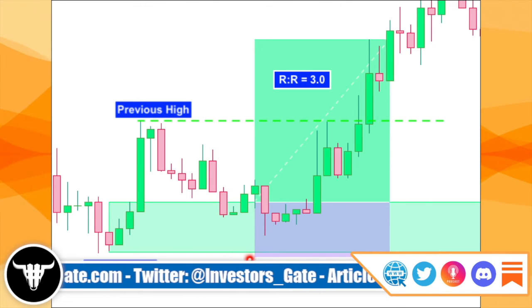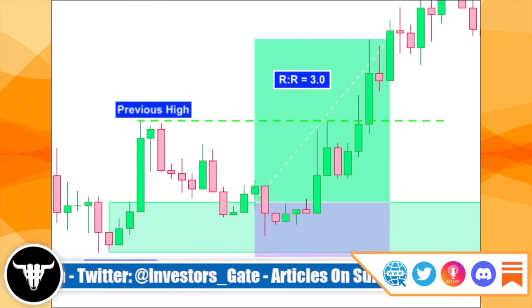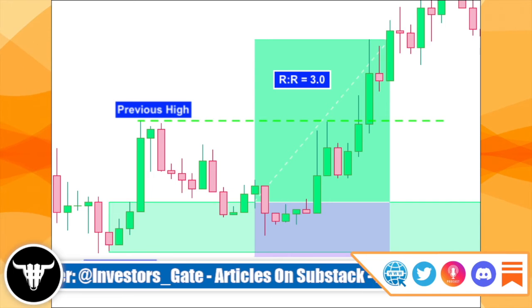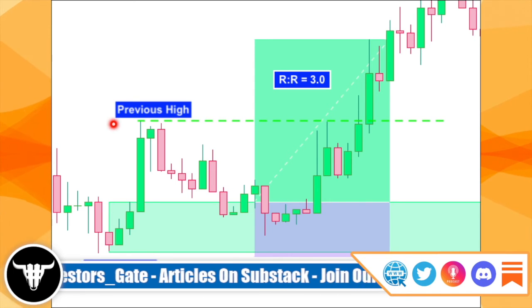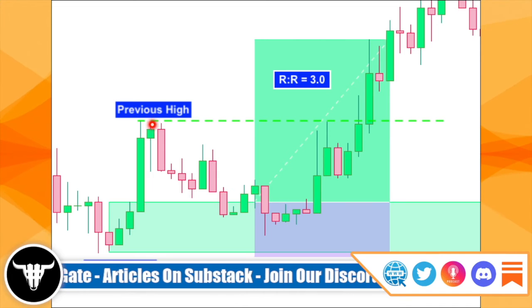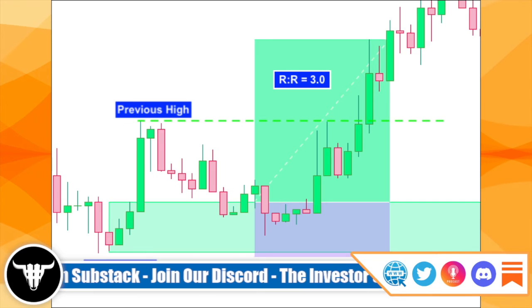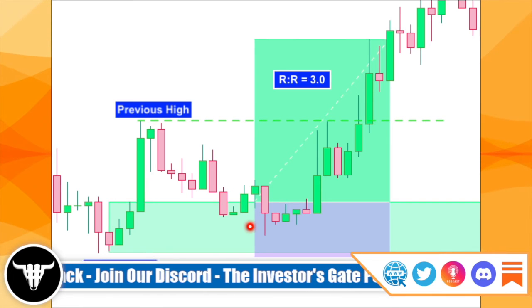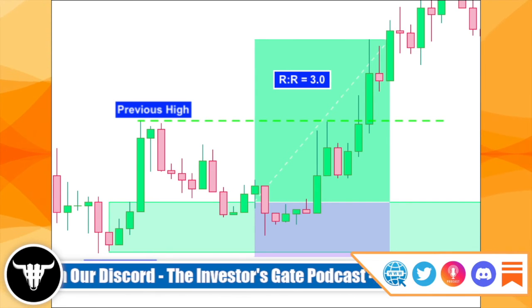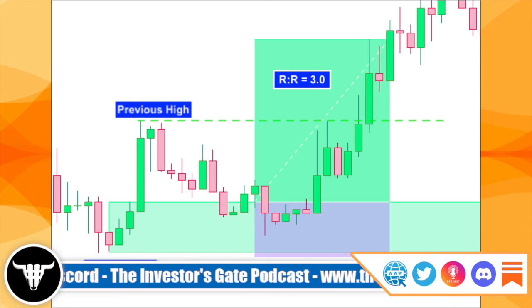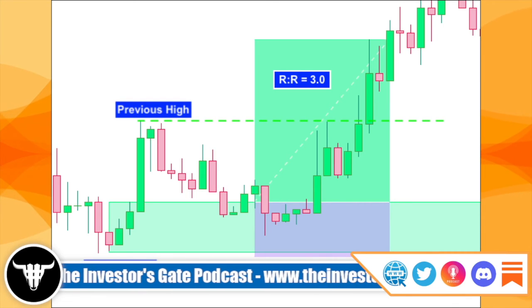You keep your invalidation level the same, and you could still get the entry. If you miss it, so be it, but you're still maintaining a good risk to reward based off of actual levels like this previous high and this low. So your trade is still consistent with the structure. You're just lowering your entry to make your risk to reward appropriate for what you want out of your trades.